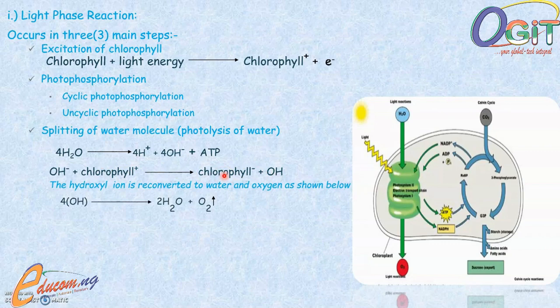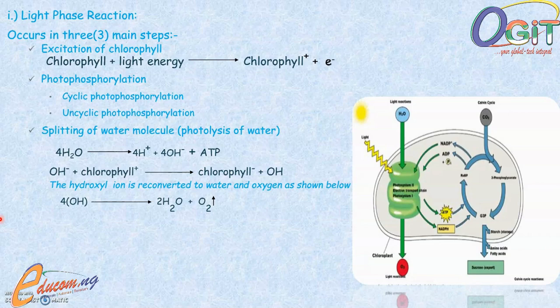This helps us understand that oxygen is actually derived from the photolysis of water. The oxygen that is released during photosynthesis comes from water and not from carbon dioxide, as most of us would have thought.